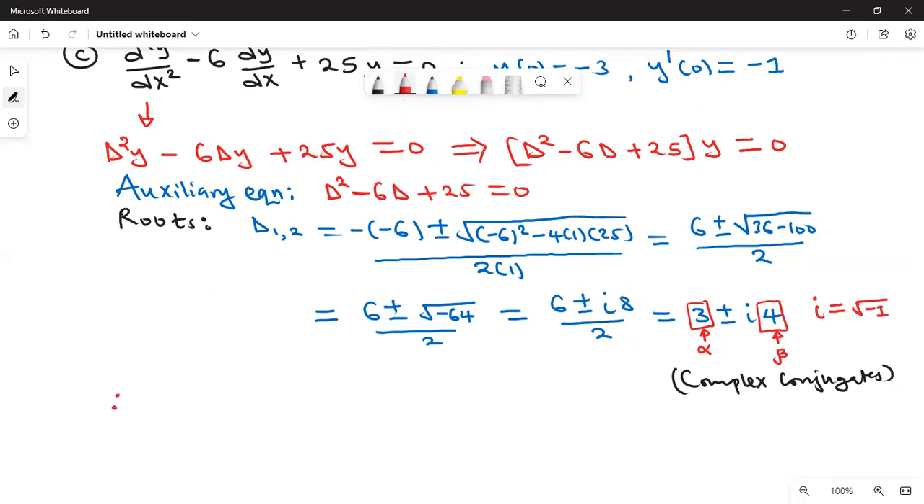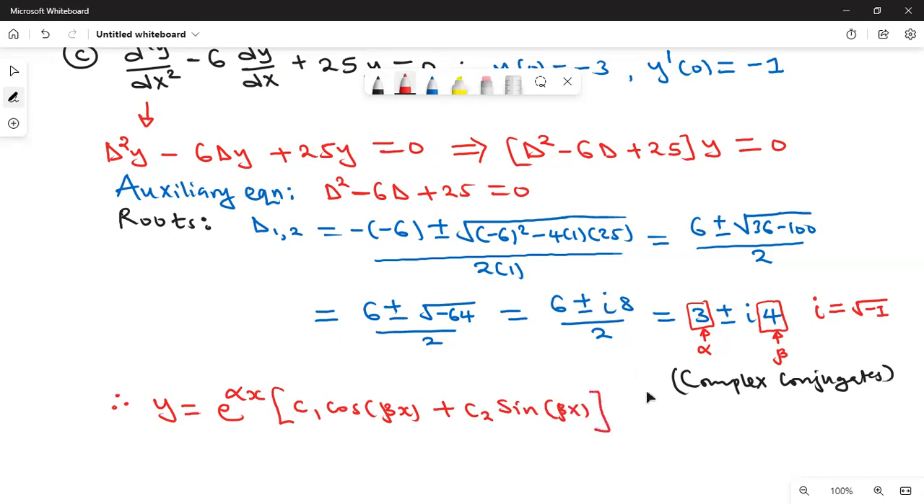You can say that therefore, y is equal to exponential alpha x times a constant C1 cosine of beta x plus another constant C2 sine of beta x. That's how you need to write your general solution.